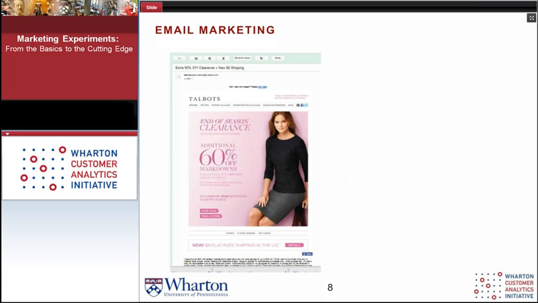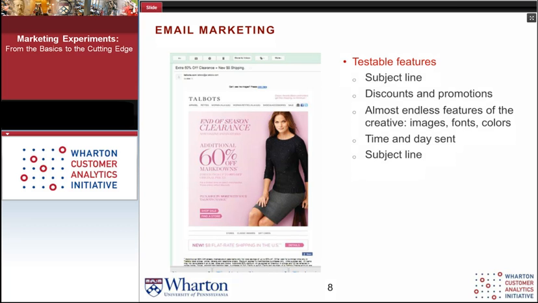Most of us have received an email ad. It's a pretty straightforward thing. There are so many testable features to an email. You could test what the subject line says, whether or not it has discounts and promotions, almost endless features of the creative. We could change this pink color to a blue color. We could change the font to a sans serif font. We could change the picture of the woman to a picture of someone else. All of those things are testable features in an email. The time and day that you send the email, and the subject line again.